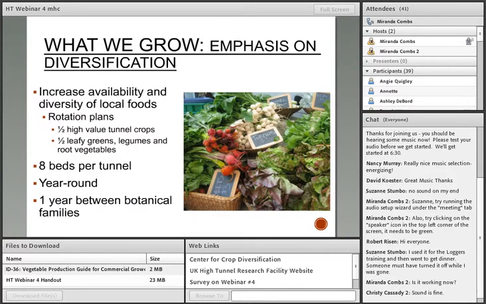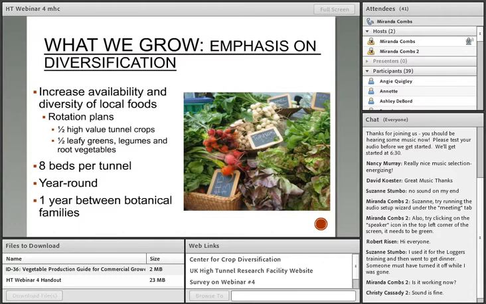So leafy greens, legumes, and root vegetables that are appropriate to the season. So this time of year, for example, we have chards and kales and lettuces, and in terms of legumes, in the past we've planted fava beans, and we would be getting ready to plant some peas normally. Root vegetables would be carrots, salad turnips, beets, those kinds of things appropriate to the season.